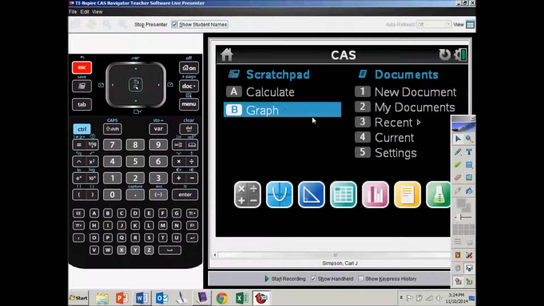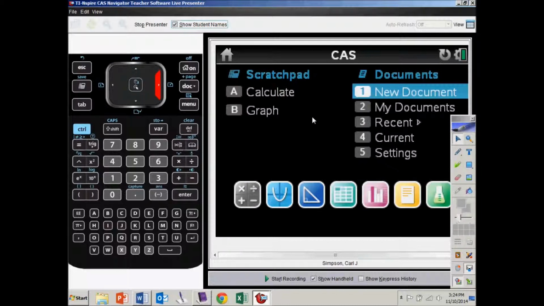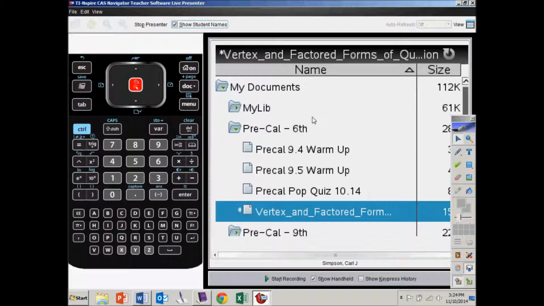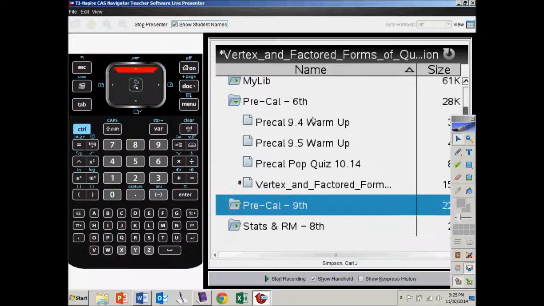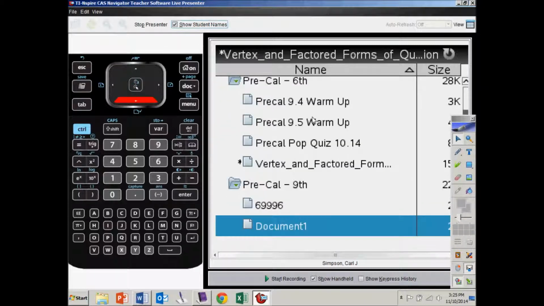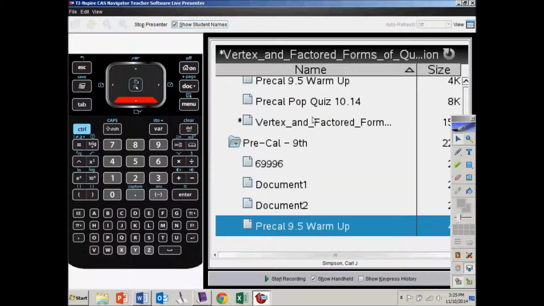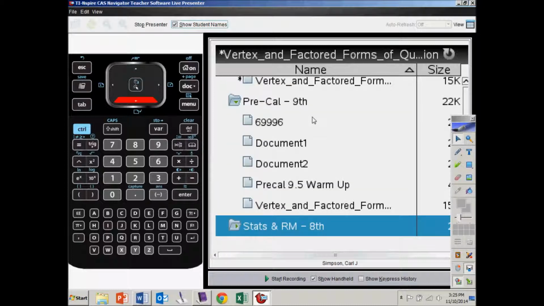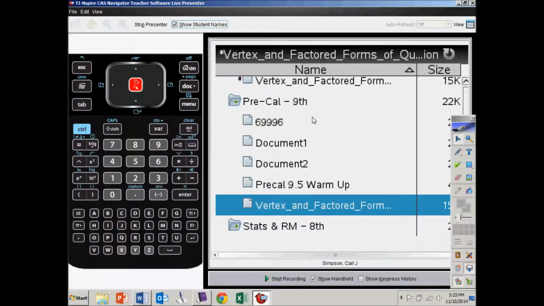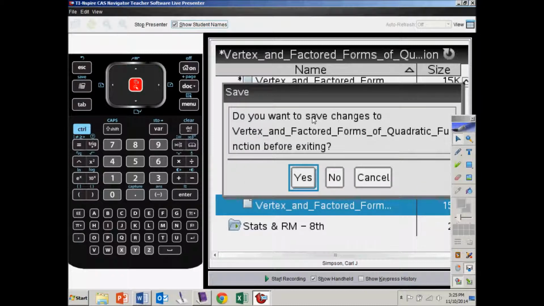Oh my god. And I'm going to need you to go to my documents. This is fine. And I need you to go to your period. You have a period? Click on it. And then go down. Go down. Why do you have so many documents, Carl? I don't know. Alright, there you go. Vertex in factored form.